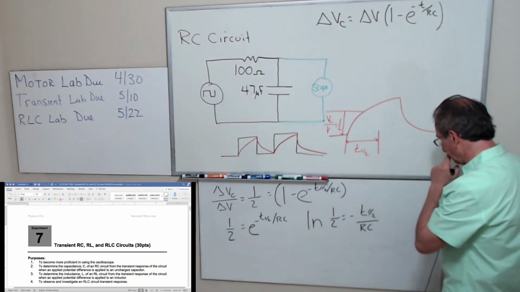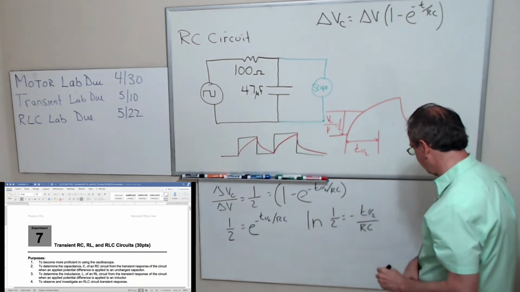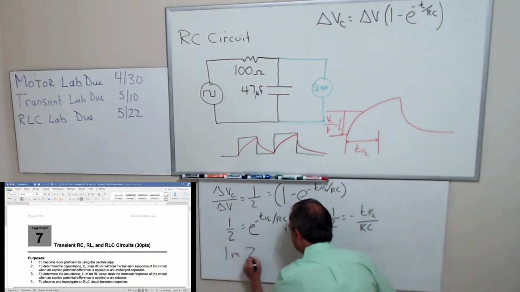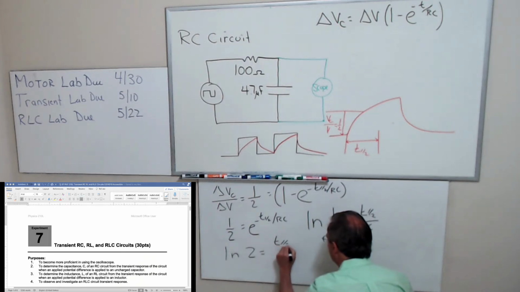Oh wait, what do I have to do now? There's a negative sign here. What else can I do? Let's flip this over. That gets rid of the negative sign here. If you don't remember that, you've got to review your logs.